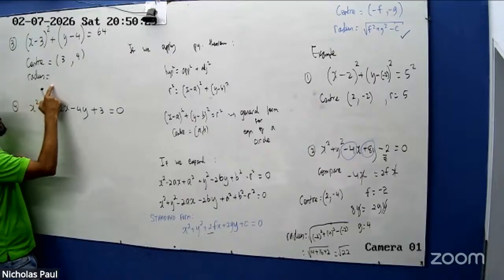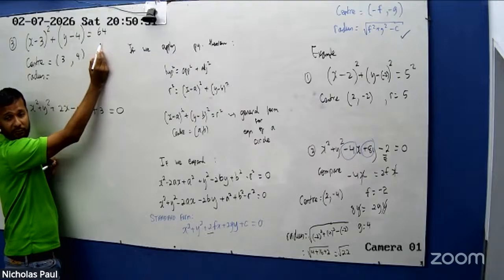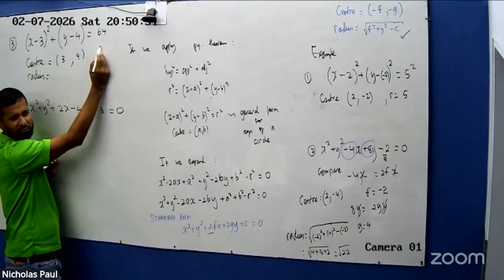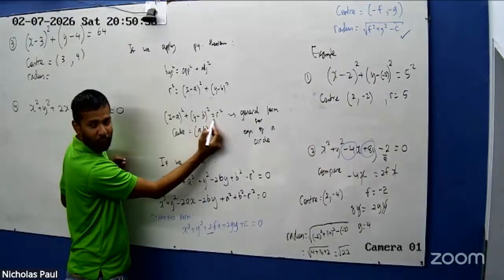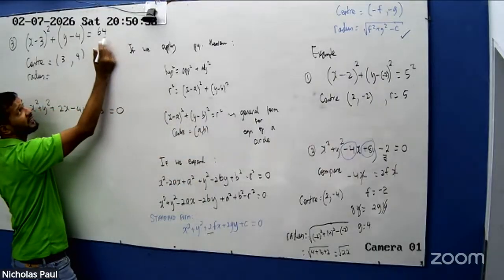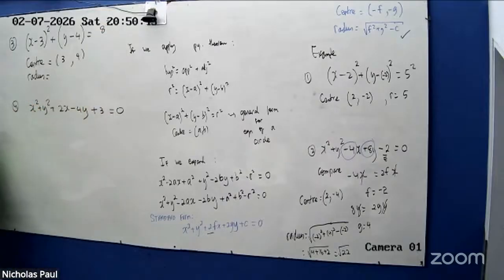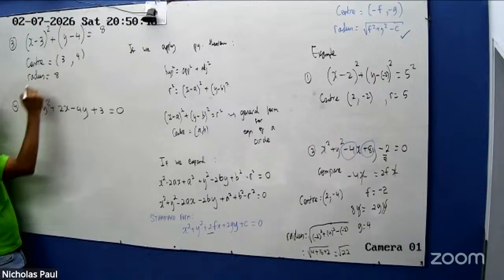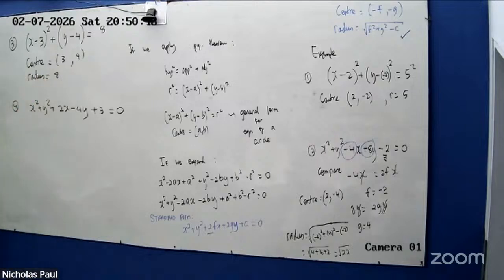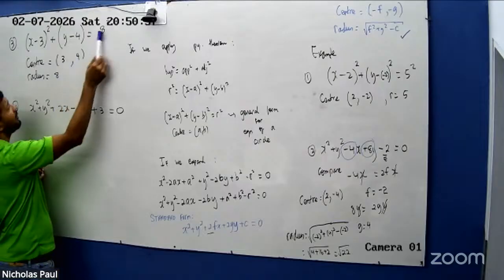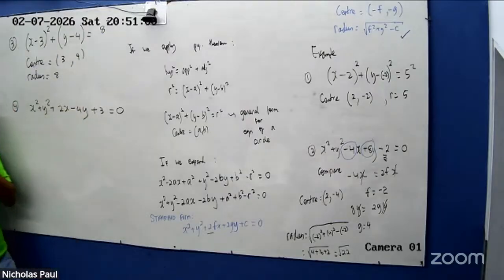How do you find the radius? What's the radius here? Is it 64? No, it must be in this form, right? So how do we get 64? Base squared. So it means that the radius is 8. Okay? Radius is 8. Right? So remember to square root that value. It is not squared. Try number 4.